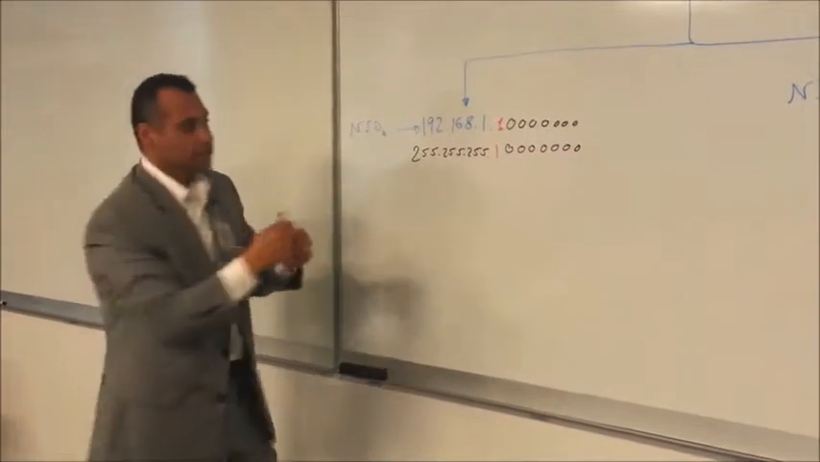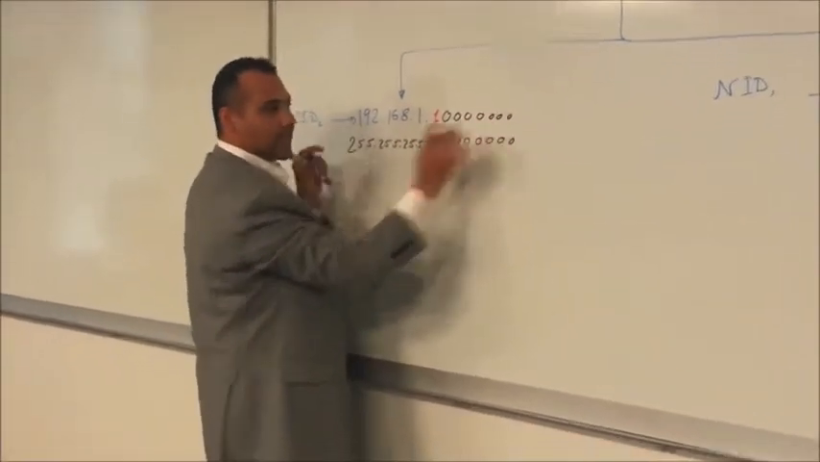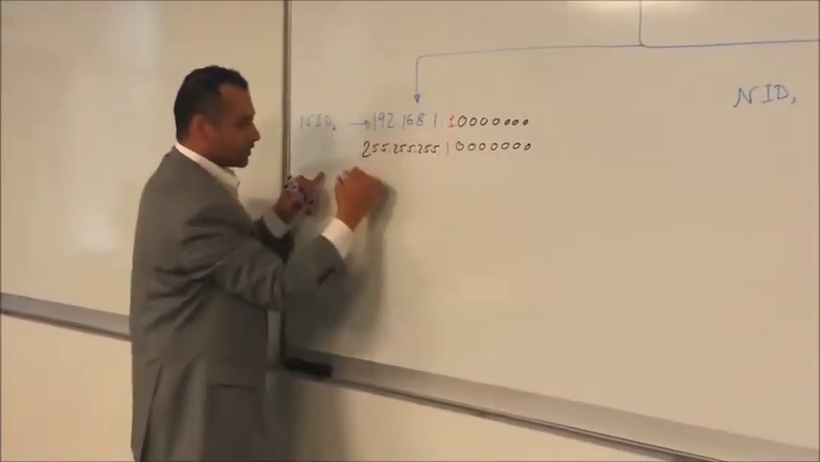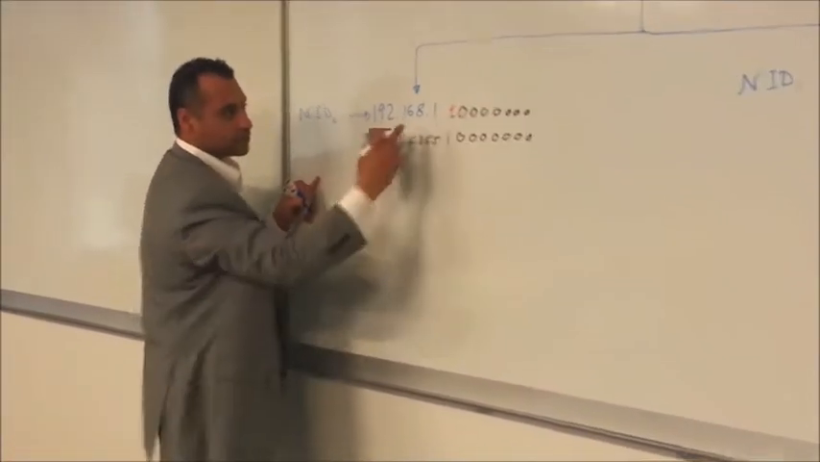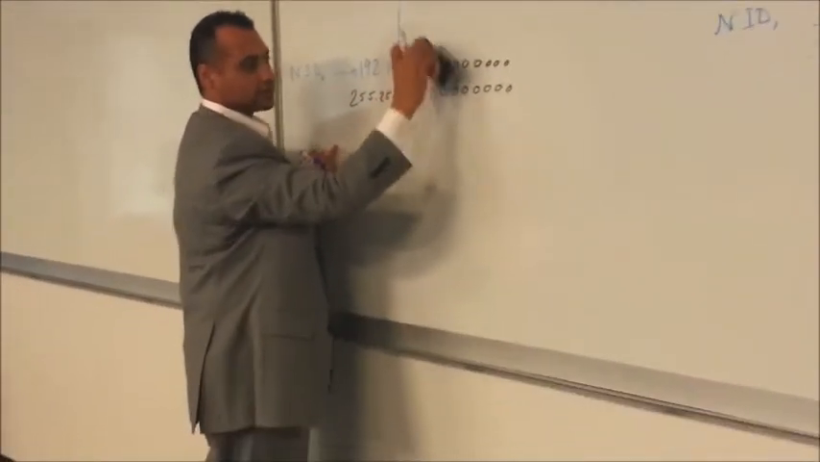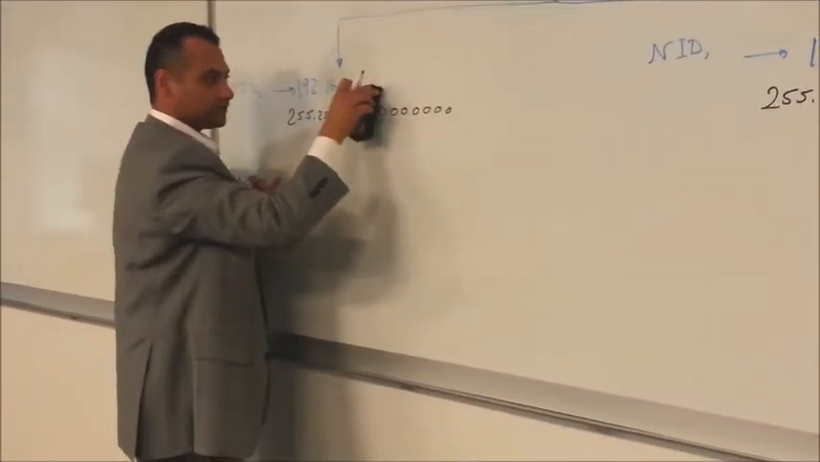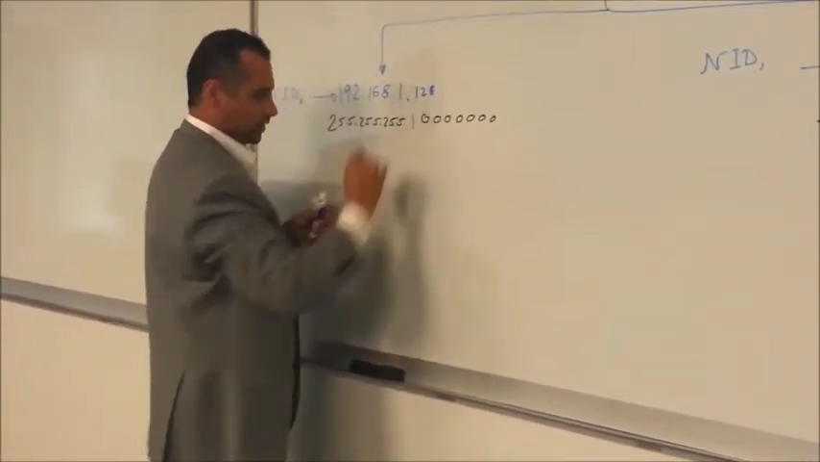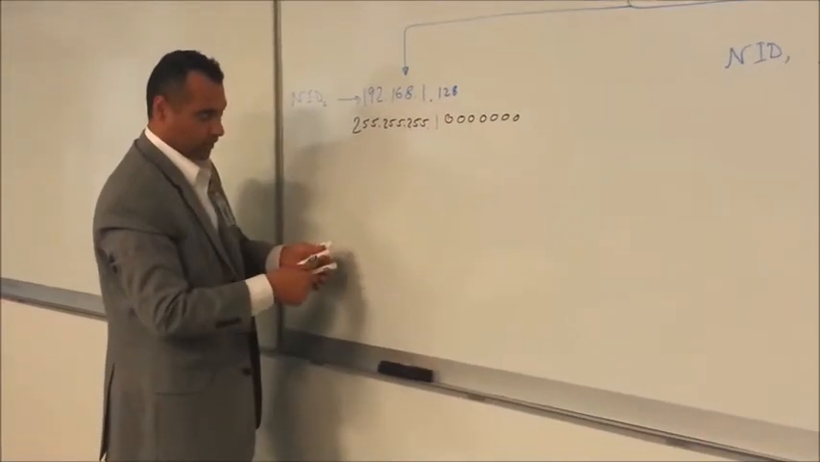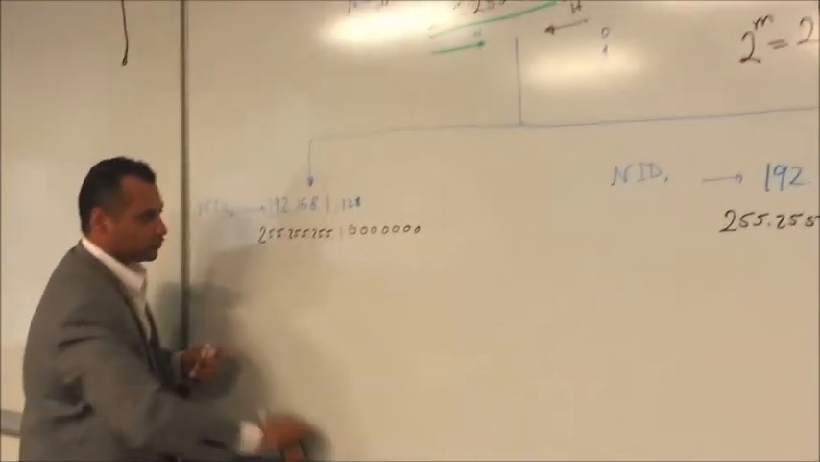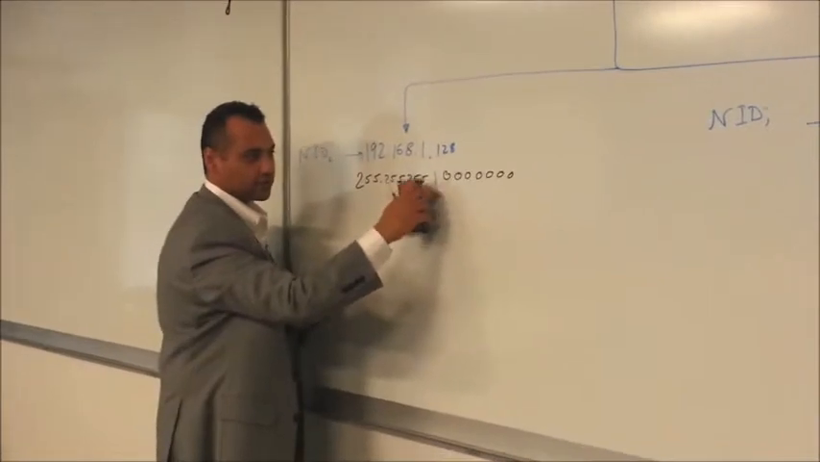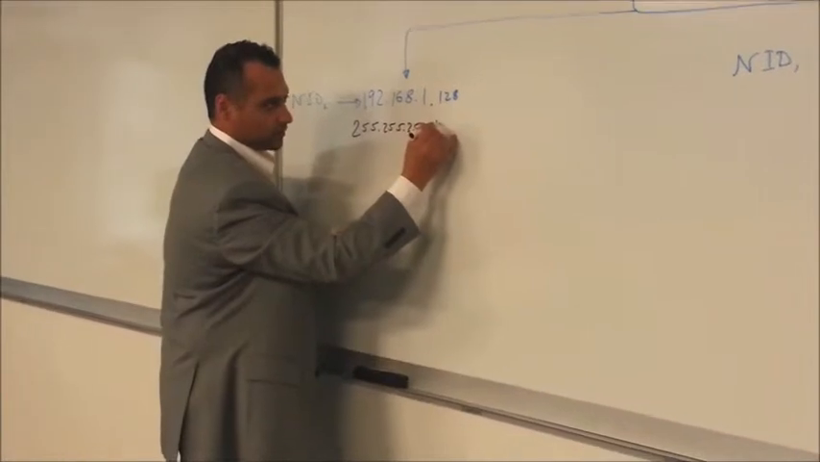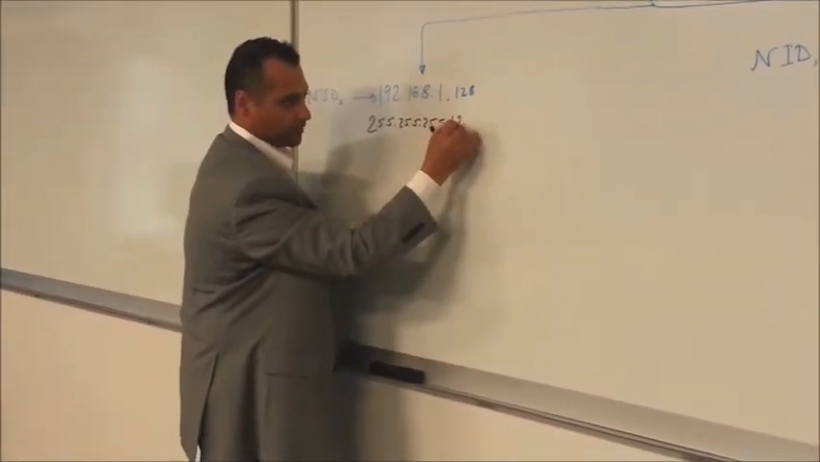To other networks. So what I'll do here, I need to write the whole thing in decimal, right? Let's convert everything to decimal. So the first one is going to be what? 192.168.1 dot what? 128. Very good. So I can write that as 128. And down here, what's going to be 255.255.255 and what? 128. Very good.